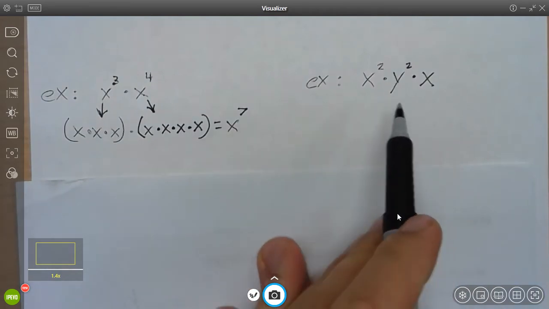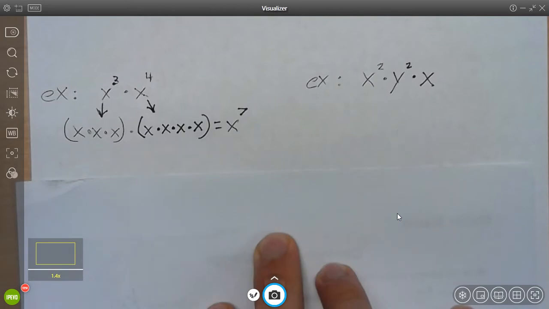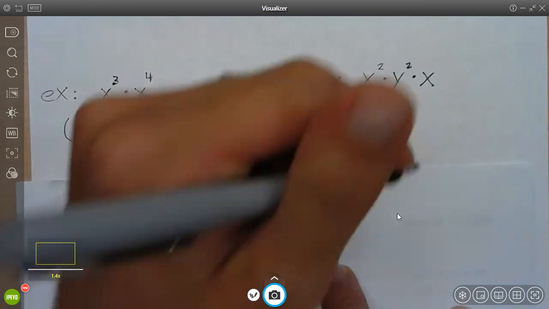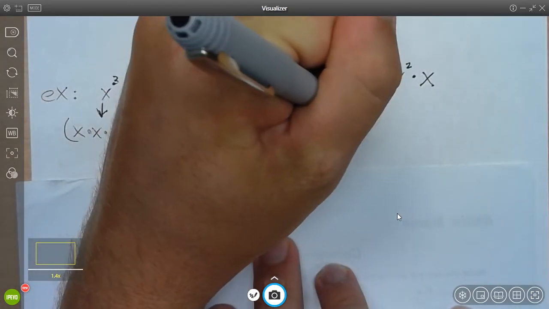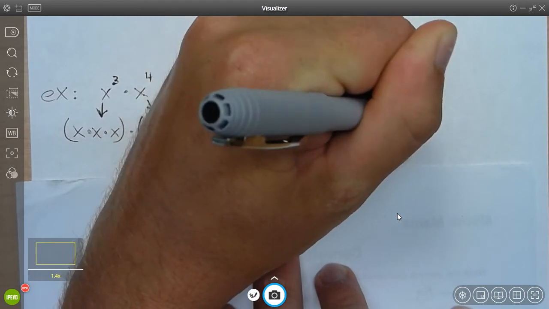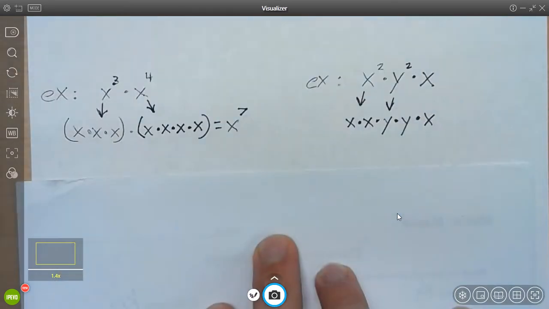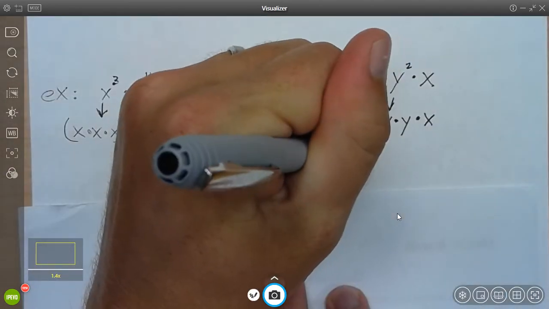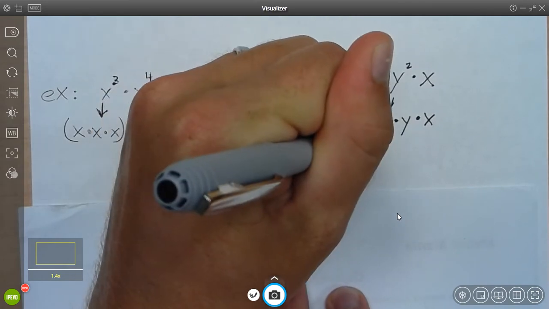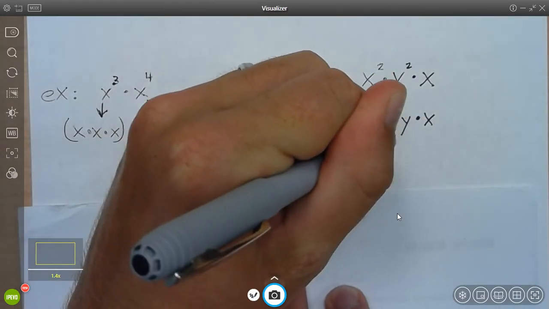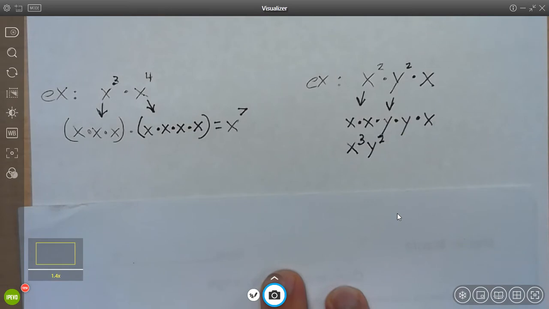Another one we can try, x squared times y squared times x. So we're going to expand all of these exponents, write them out. X squared is x times itself. Y squared is y times itself. And then we just have x. What we can do is group all the x's together, and we're going to have 3 x's multiplied by each other, so that's x cubed. And we have 2 y's multiplied by each other, that's y squared. So our final answer is x cubed, y squared.